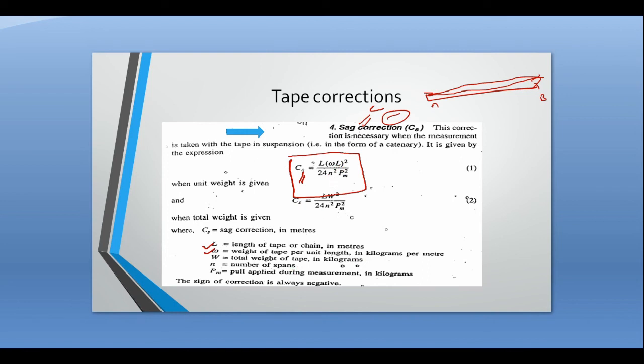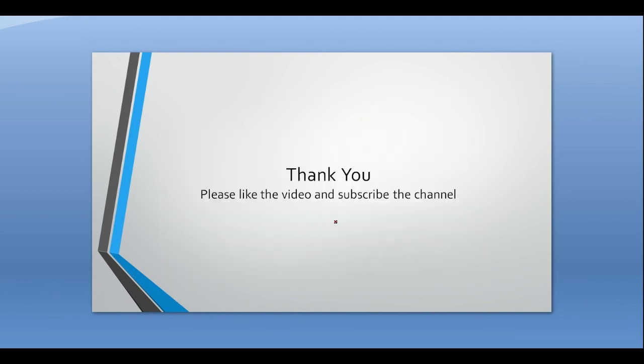What sagging is, is that how many spans are there in between, and Pm is the pull applied in kilograms. So this is the basic formula for a sag correction, and sag correction is always negative because sag always gives you a positive error, so the correction will be negative. So these are the things you have to remember. These are the different types of error that we have discussed in case of chain surveying. Now in the next class we will do some numericals on the corrections and the errors. So we will meet you in the next class. Thank you.